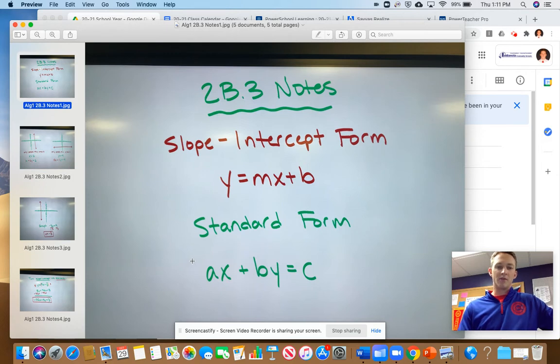So the standard form has our x and y on the same side of the equation. They're both on the left side. And then a and b are just the numbers in front of those variables. And then c is a number by itself. We'll get into it later, but this is just the introduction.